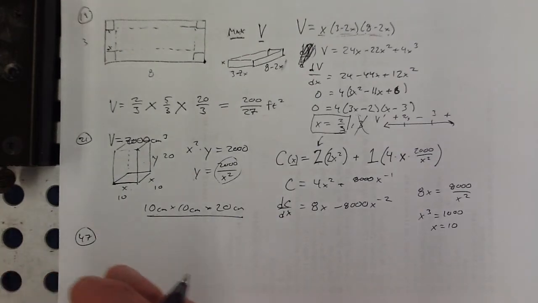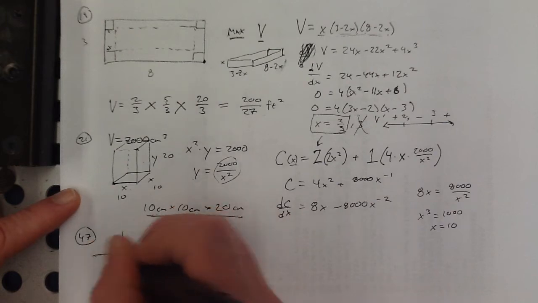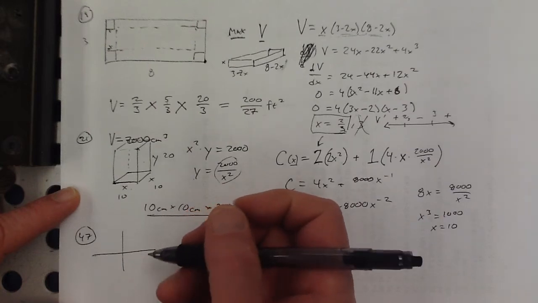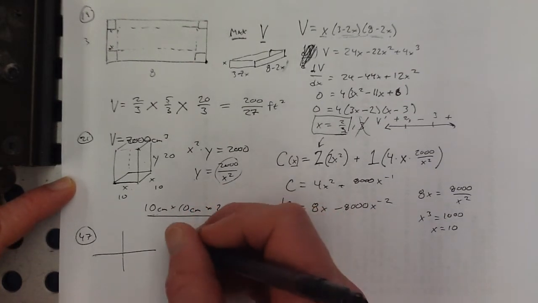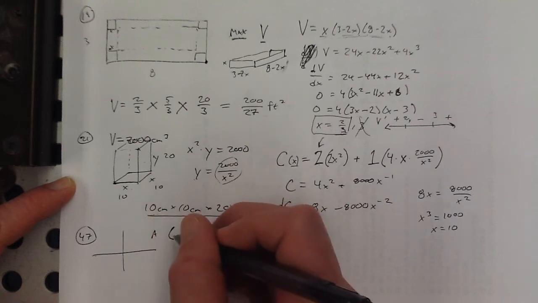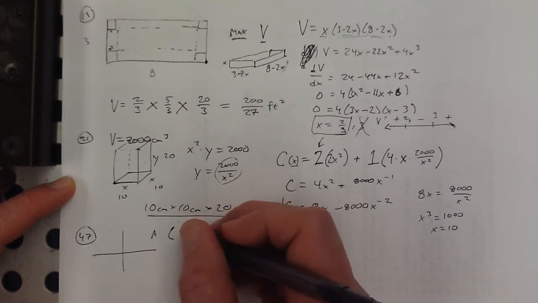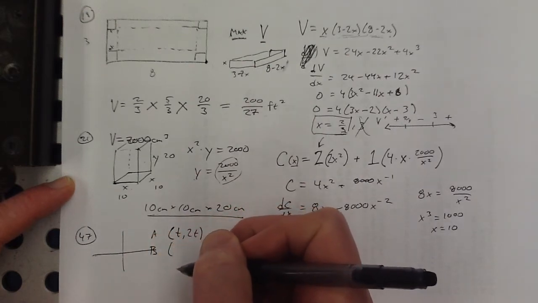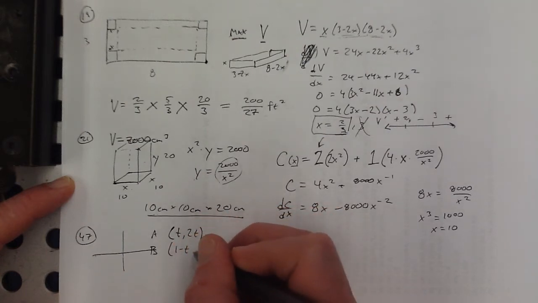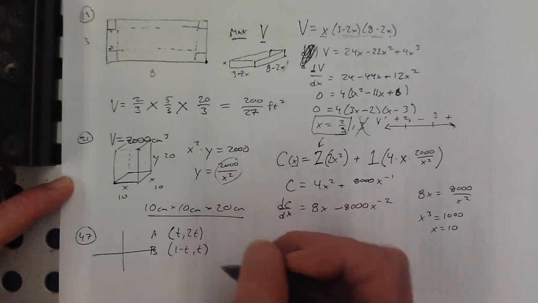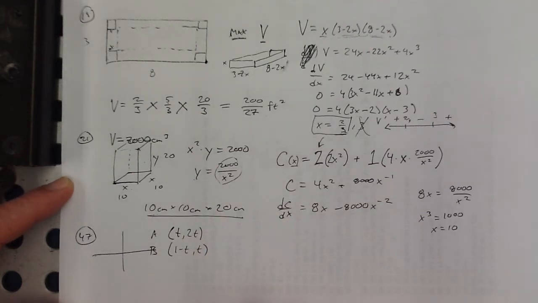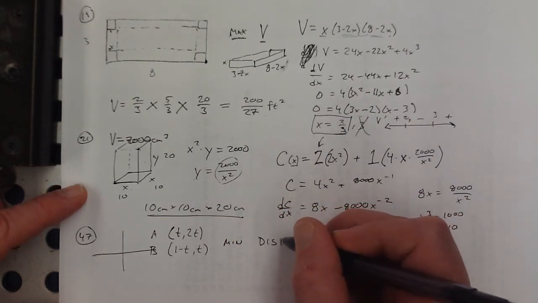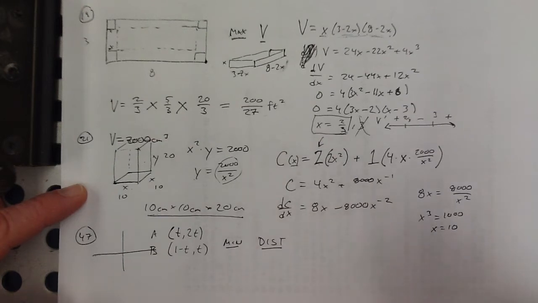Two particles, A and B, are in motion in the xy plane. Their coordinates at time t are given by: particle A has coordinates t comma 2t, and particle B has coordinates 1 minus t comma t. And they want to find the minimum distance between A and B. So I want to find the minimum of the distance.